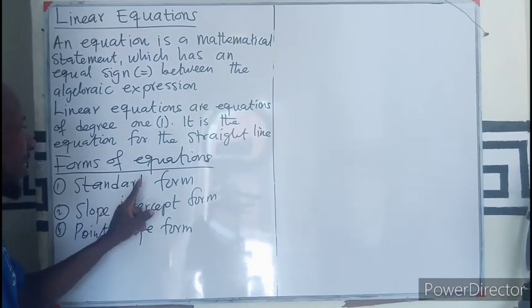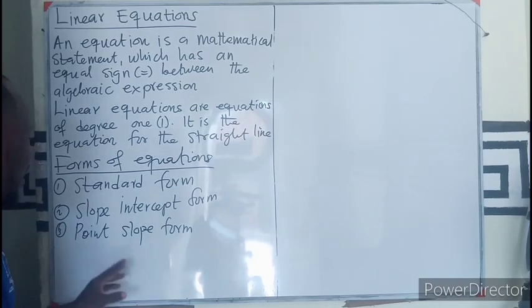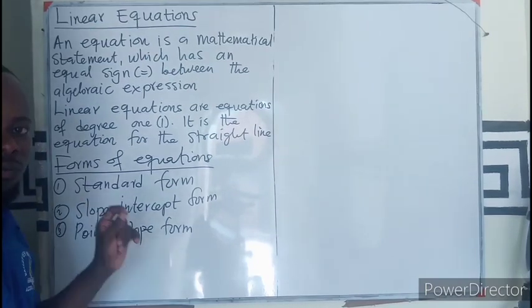So for the forms of equation, we have 3 main forms. The first form is called standard form. The second is slope-intercept form. Then we have the point-slope form.